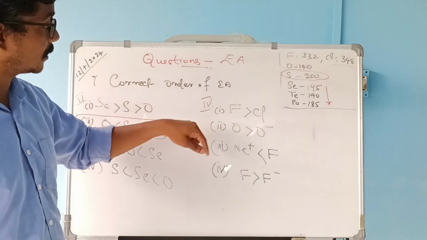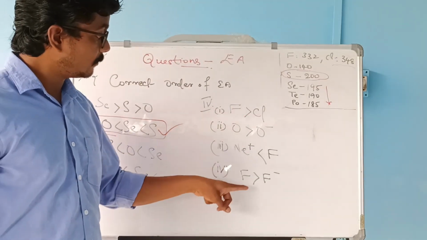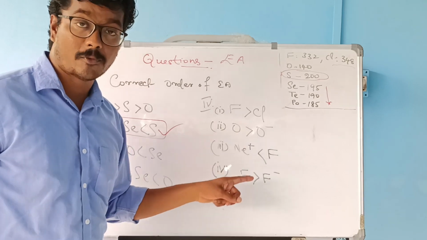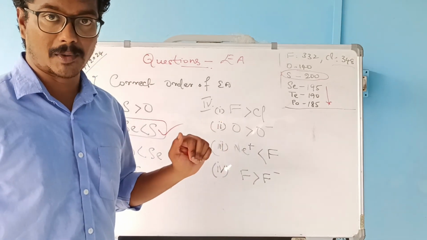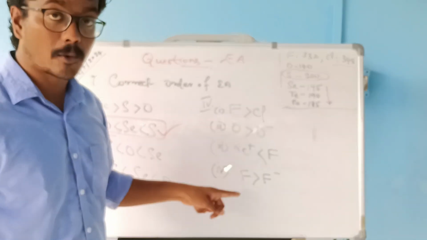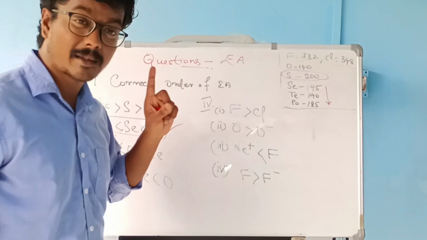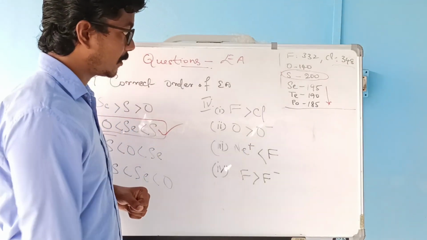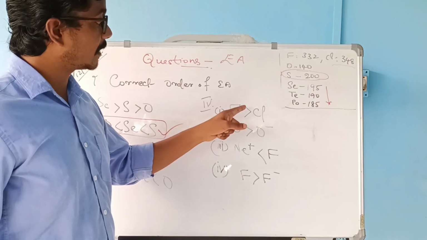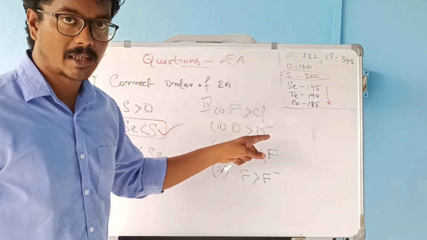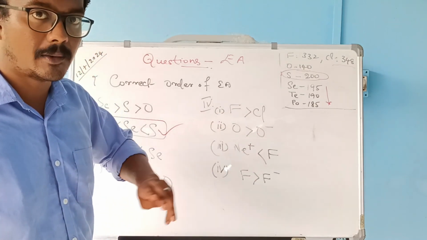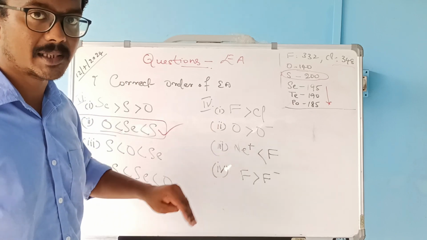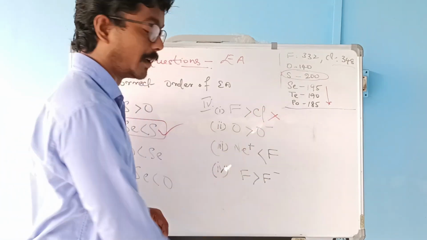And what about the fourth question? You have been given four options. You have to find which is the correct one. This is not a case of order. We have to find which is the correct option. So, fluorine greater than chlorine. The electron affinity of fluorine greater than chlorine, which is wrong. You all know that chlorine possesses the highest electron affinity among all the elements. So this is a wrong one.